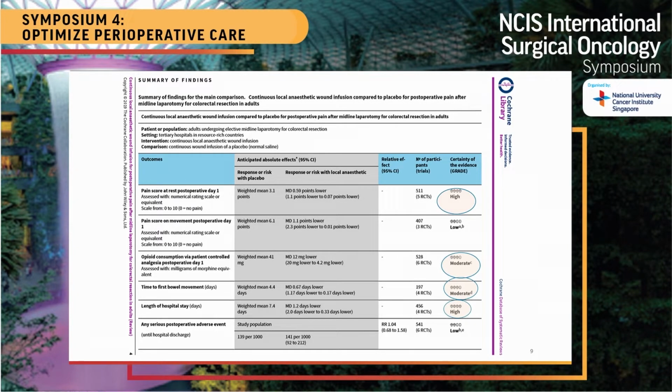I know it looks very busy, but I'll draw your attention to the right-hand column depicting the certainty of the evidence. I've circled the ones with moderate and high levels of evidence. This means that the authors were very confident that the effect estimates for these outcomes lie close to the true effects. So there is high certainty that the usage of pain catheters reduces pain score at rest on post-op day 1 and the length of hospital stay. There's moderate certainty of evidence to indicate that the intervention probably reduces opioid consumption via PCA and the time to first bowel movement.